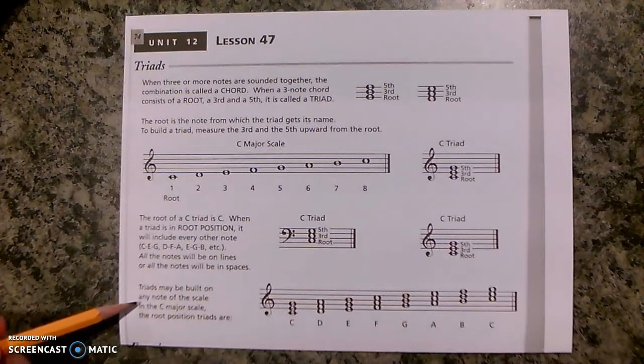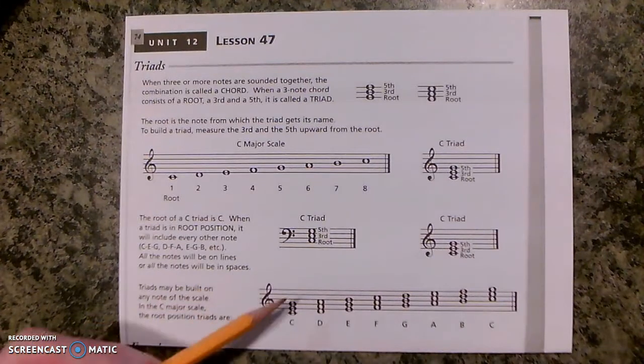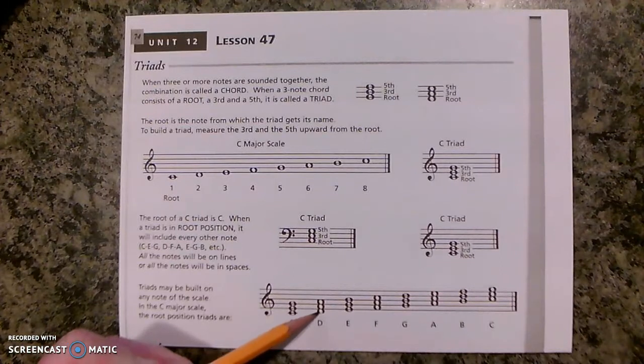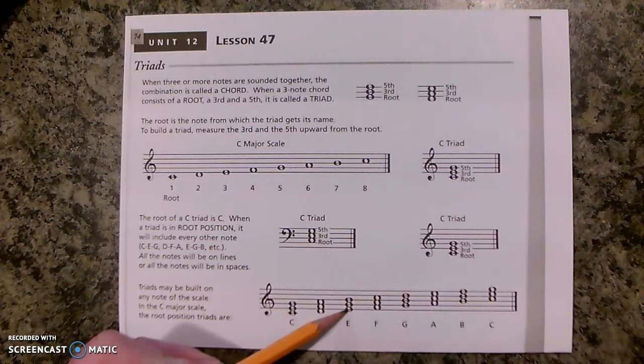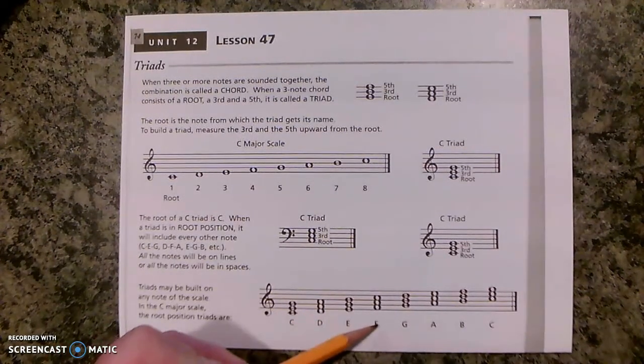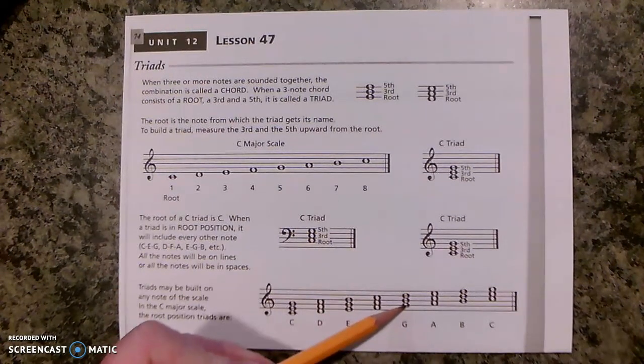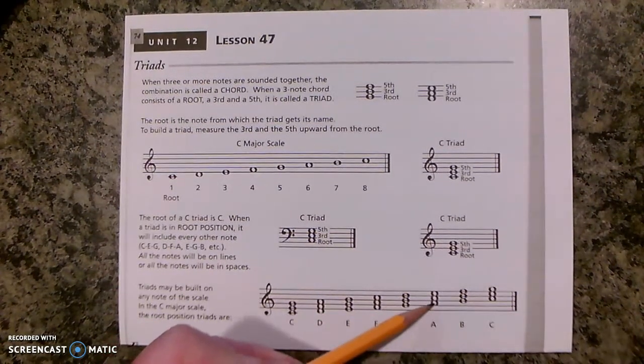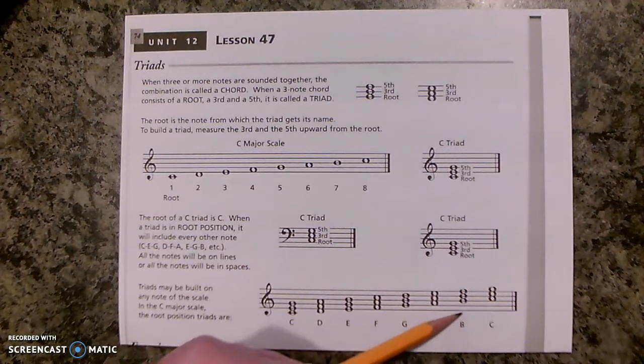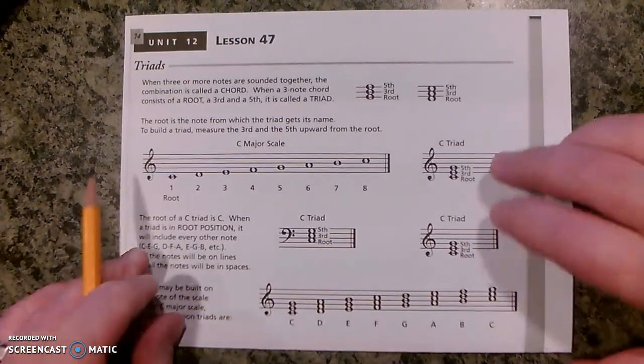Triads may be built on any note of the scale. In the C major scale, the root position triads are: here is a C triad built on C, E, and G. Here is a D triad built on D, F, A, an E triad built on E, G, B, an F triad built on F, A, C, a G triad built on G, B, D, A is A, C, E, a B triad is built on B, D, F, and then we have our C triad on high do, C, E, G.